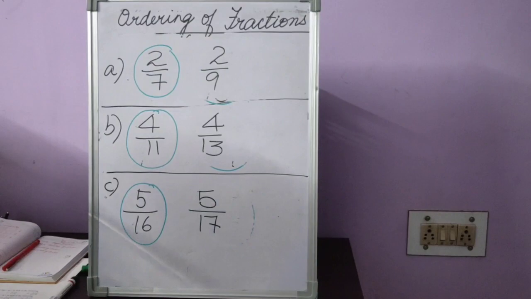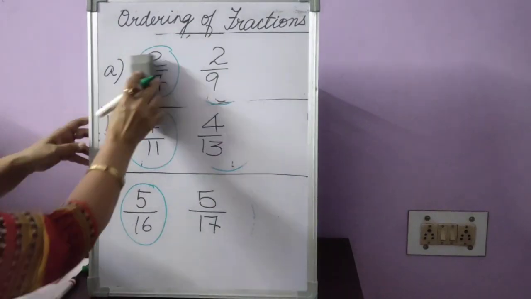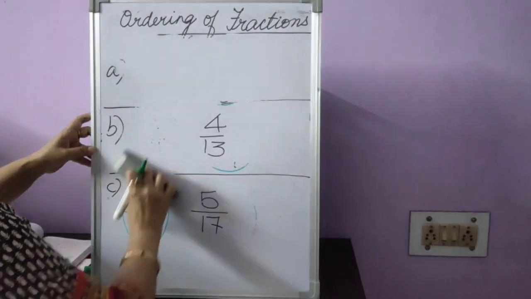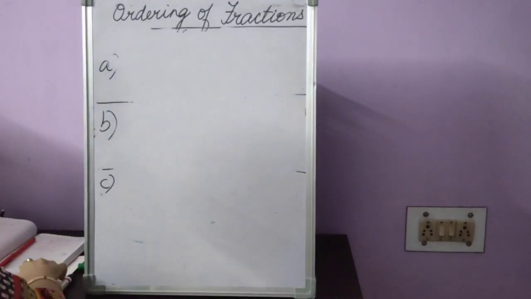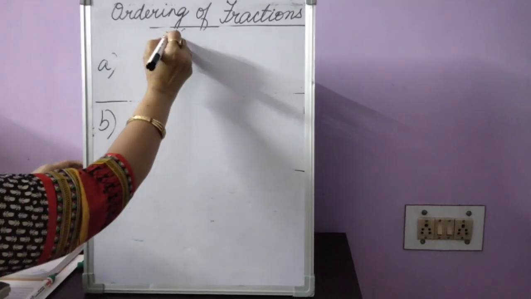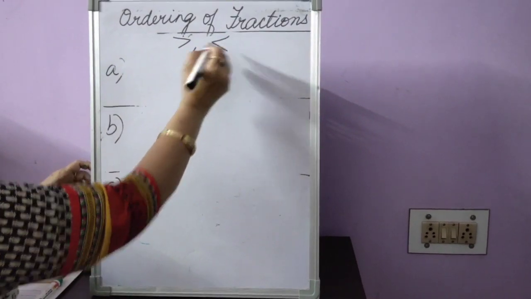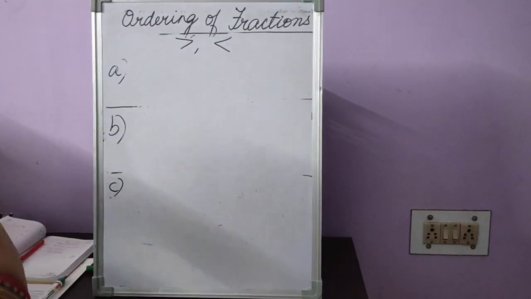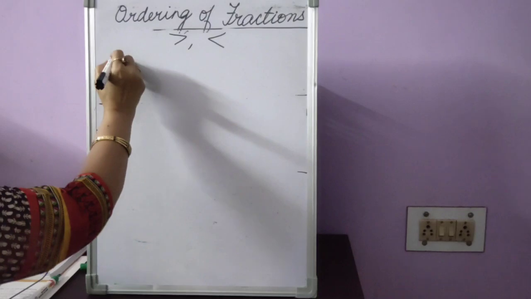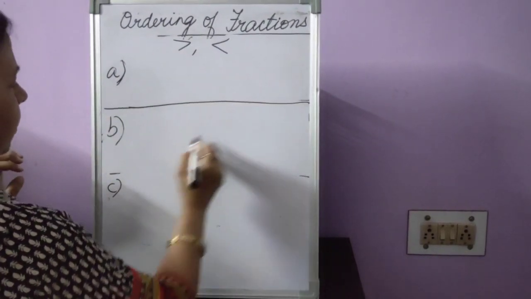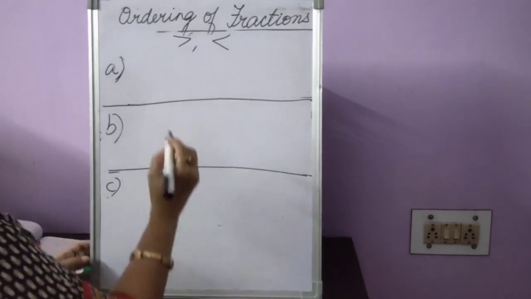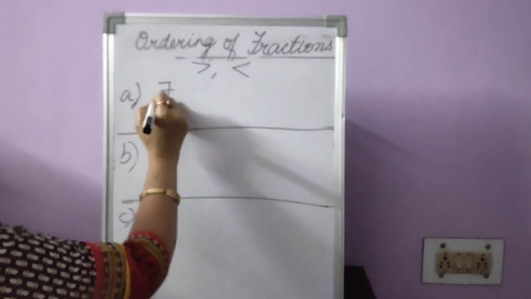In the same way, children, you will also get signs to be used. You know the meaning of signs? Greater than or smaller than. You can be asked to use the sign greater than or smaller than. In the same way, you first have to see whether the denominators are the same or the numerators are the same. Let us again see now.